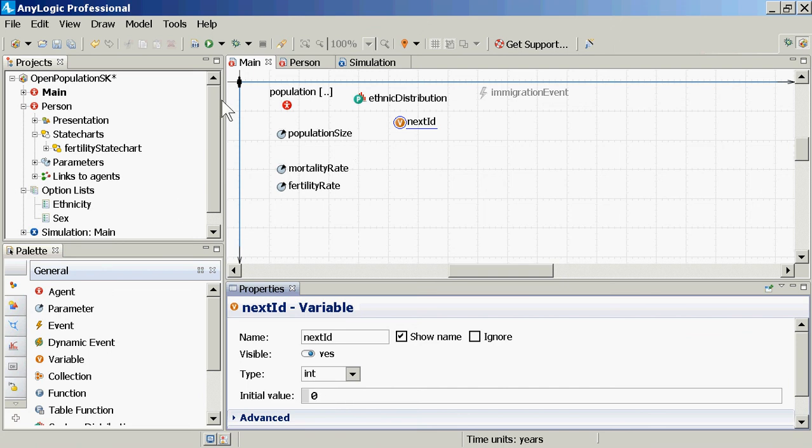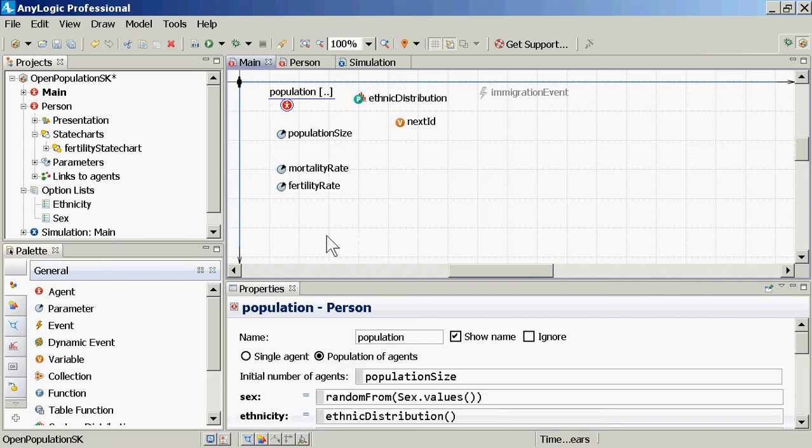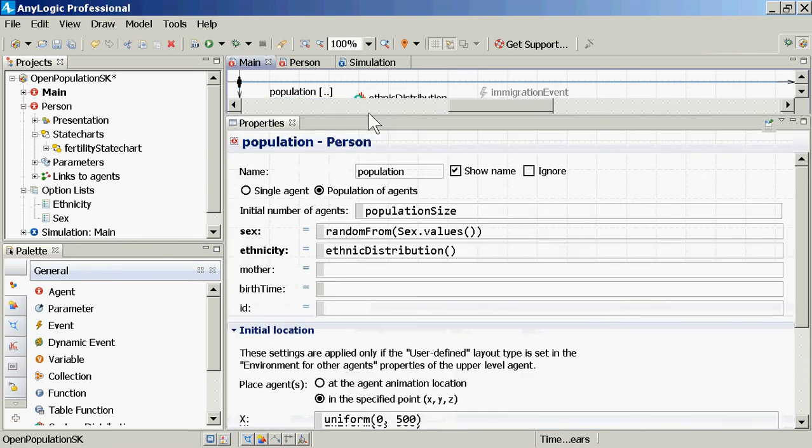Okay, ladies and gentlemen, we're most of the way done. Most of the way, not all, but halfway. Okay? Just a little bit more here. Okay, ladies and gentlemen, go to the population. This is where we specify people's characteristics.